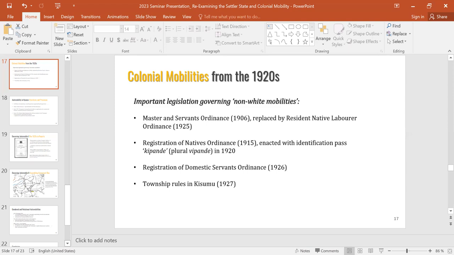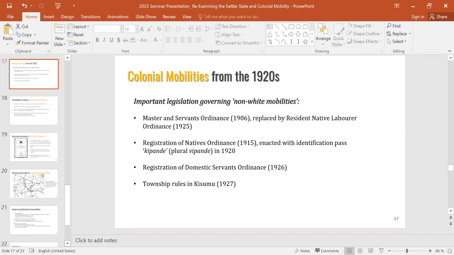The third law was the Registration of Domestic Servants Ordinance of 1926. Herein, African domestic workers were prevented from moving to another European employer unless they had a positive reference from the previous employer. This was done via a so-called labor permit.